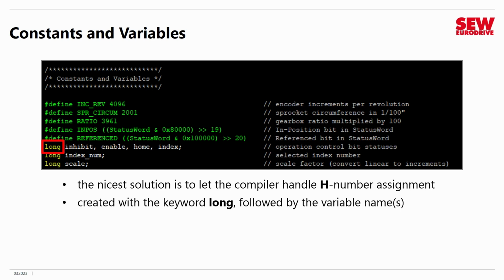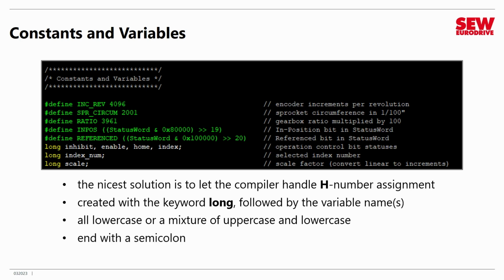But either solution is better than just using H numbers directly. I suggest all lowercase for variable names. That's a common convention, but some people like to use a mix of upper and lower. They're both okay. Your call. Just don't use all uppercase because that confuses people because they'll think they're constants. Do notice when you use the long keyword, you must use a semicolon at the end. And that is because long is actually part of the language proper. It's not a compiler command. I know I've said this a lot, but comment your variables. Explain what they are.